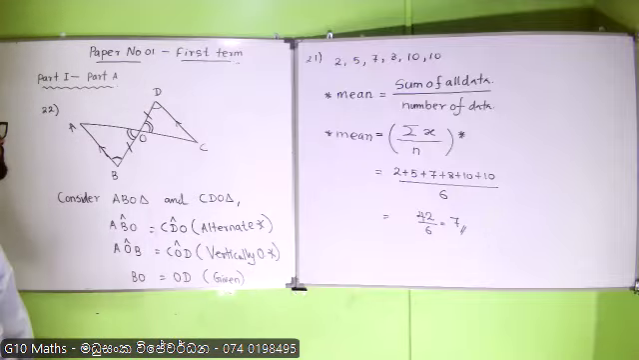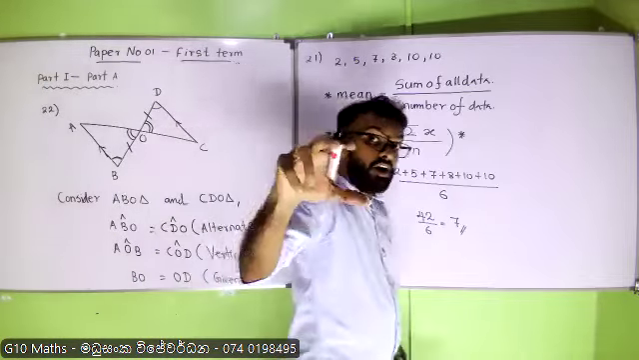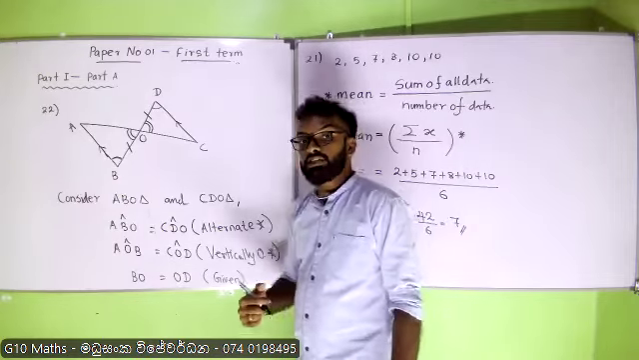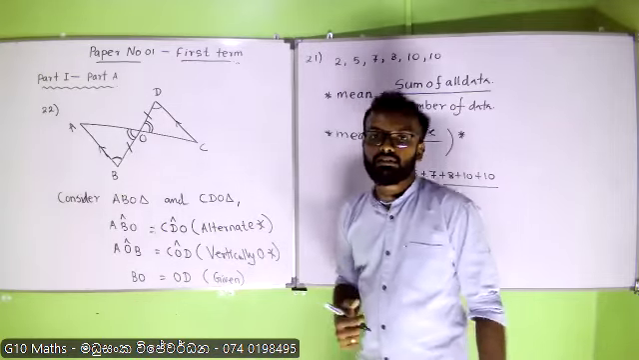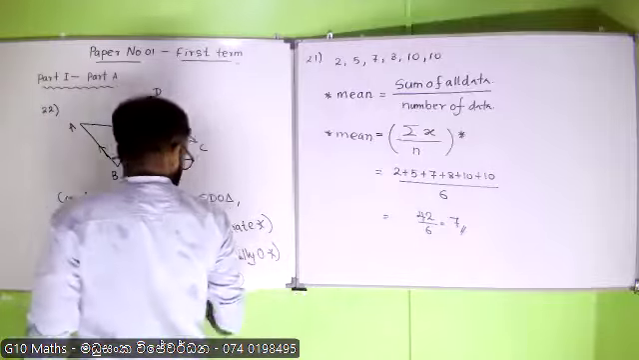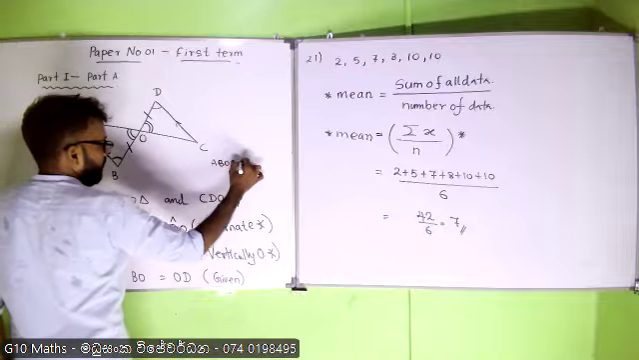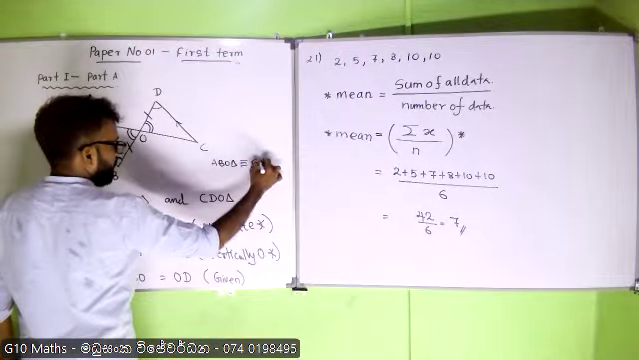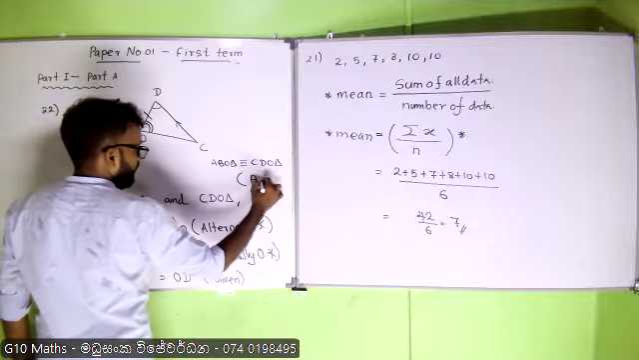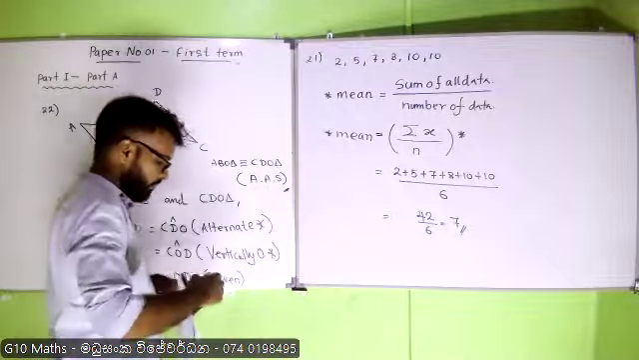Under these three conditions, these two triangles become congruent under which case? The case is AAS, angle sign. So finally you can write triangle ABO is congruent with triangle CDO. Inside the brackets, you can write A.A.S. Correct?